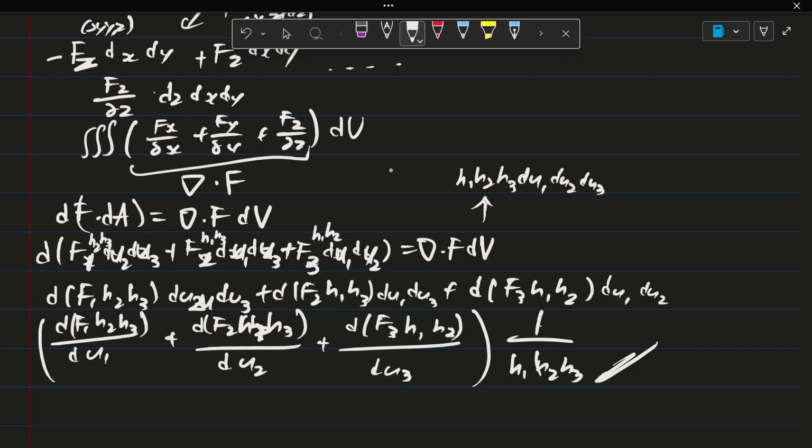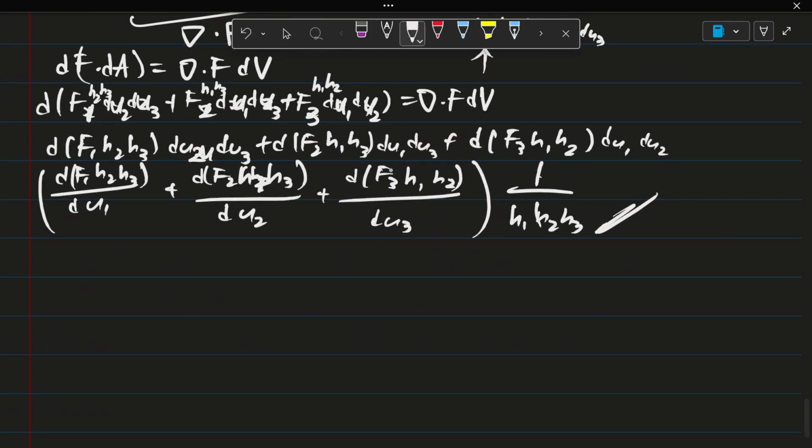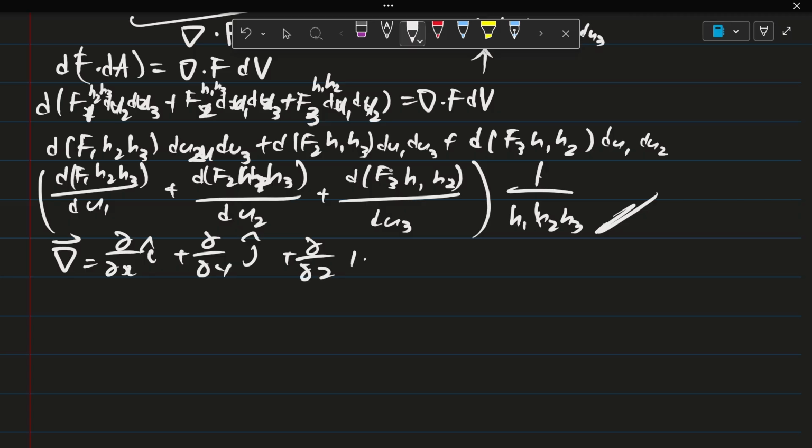So after all of this discussion, we have talked about this symbol, but we haven't really discussed what this is. So this is what we call the differential operator, del. And it is normally written as partial over partial x in the i hat direction, partial over partial y in the j hat direction, and partial over partial z in the k hat direction.